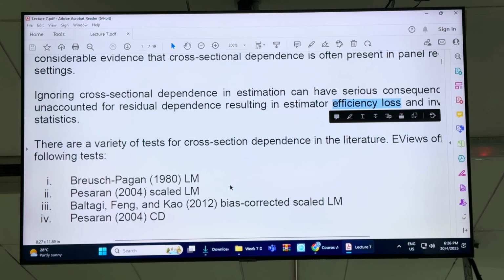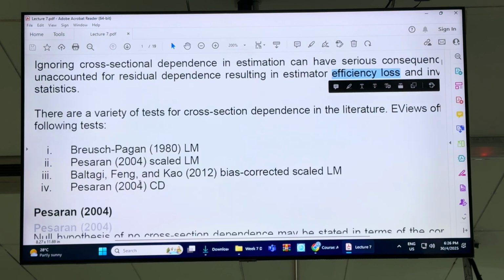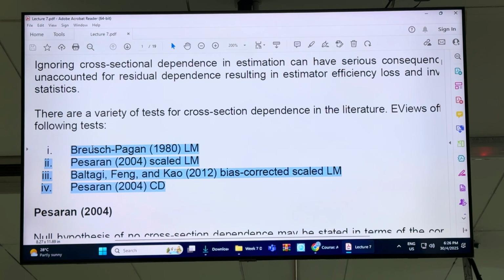So how many tests? A lot of diagnostic tests exist to test for cross-sectional dependence. We have at least 4 tests here. So what are the differences?